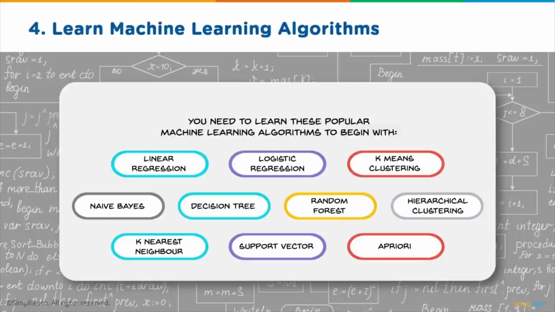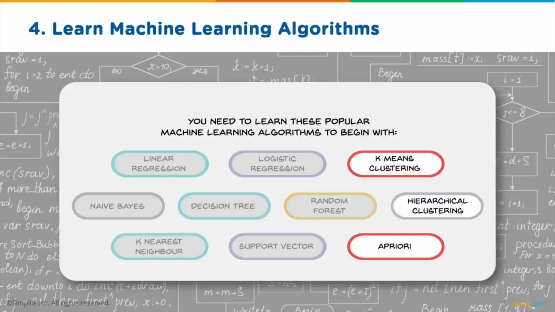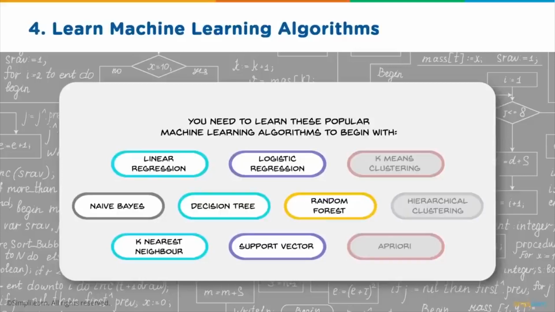Now, among all the machine learning algorithms that you can see on screen, you can divide them into two different categories. Ones that fall under supervised machine learning and the others that fall under unsupervised machine learning. Even after such a division, you can further subdivide them into classification and regression algorithms.